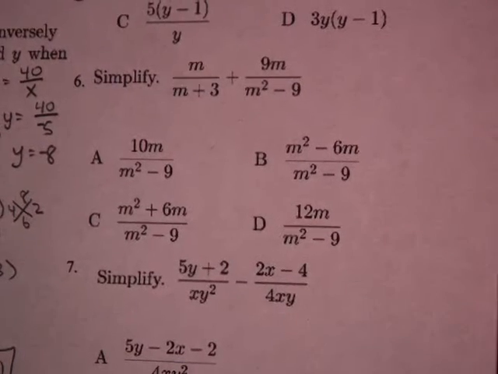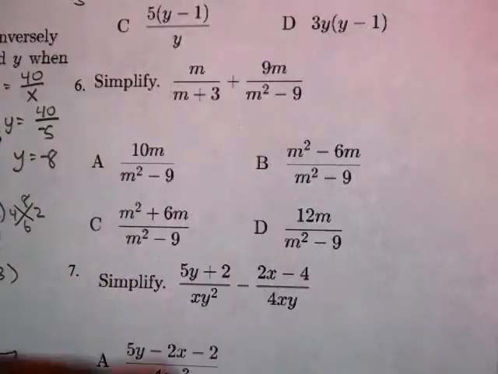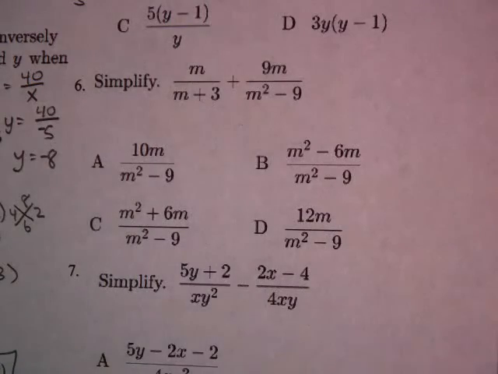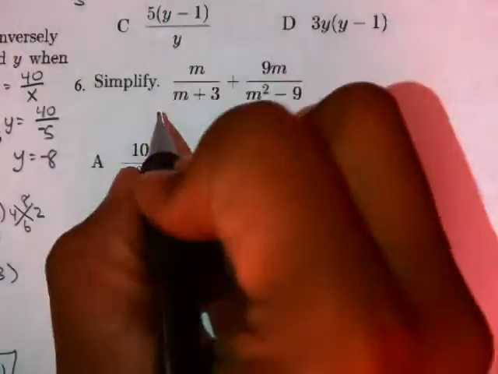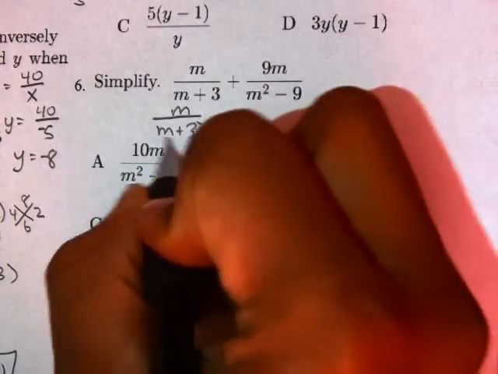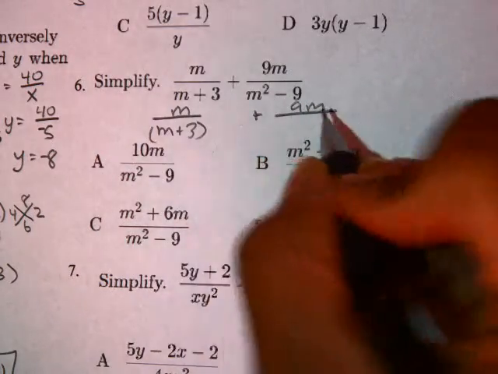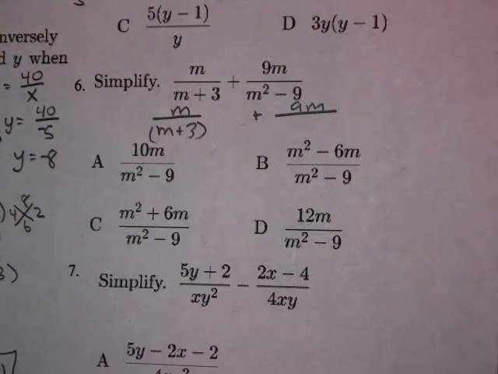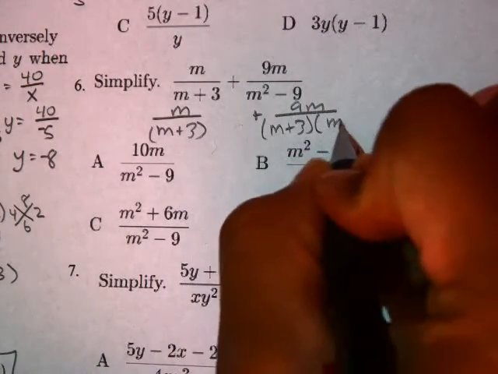Number 6, we're asked to simplify, which is just they want us to add. So you may remember when we need to add, we need to make sure that our denominators are the same at the bottom. So first of all, we should factor our denominators to see if they have something in common. The only thing that factors is m squared minus 9. That's m plus 3 and m minus 3.